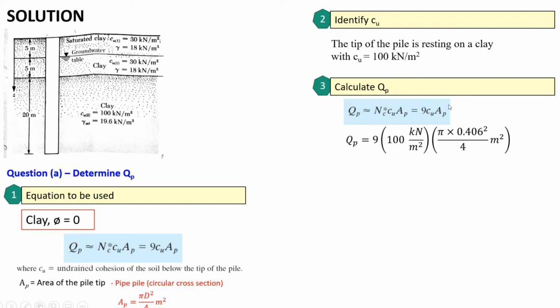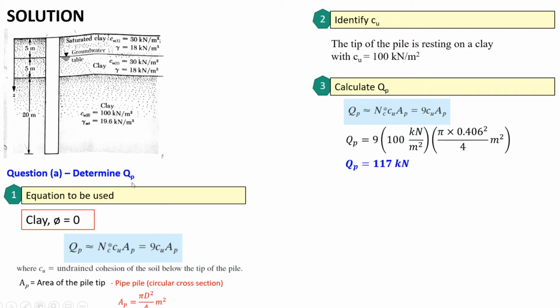Alright. So we just substitute that we have 9, the Cu is 100 kilonewton per meter square, and the area, knowing that the diameter is 0.426 meter. So to get this area, this is the equation. So the total QP here is 117 kilonewton. Alright, so we already determined the QP.